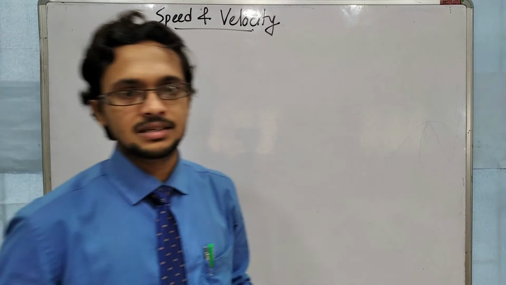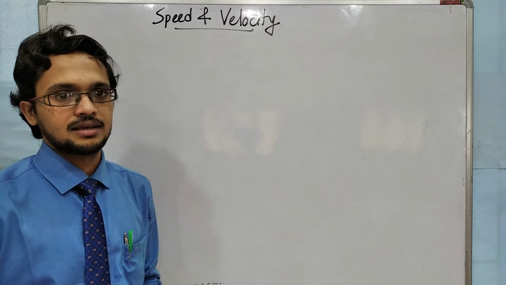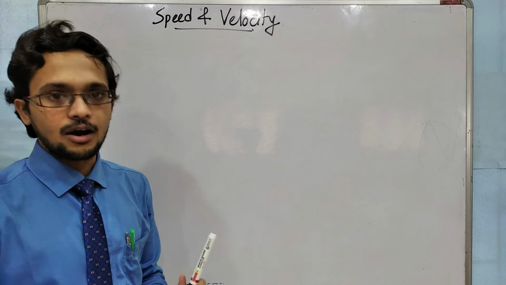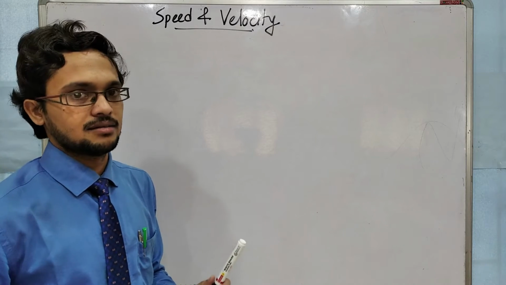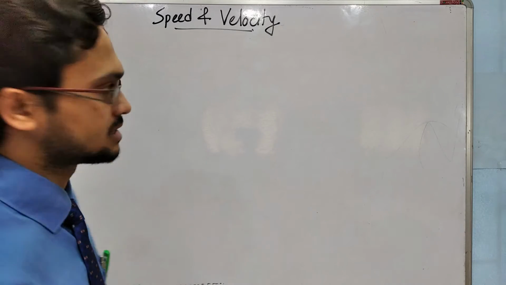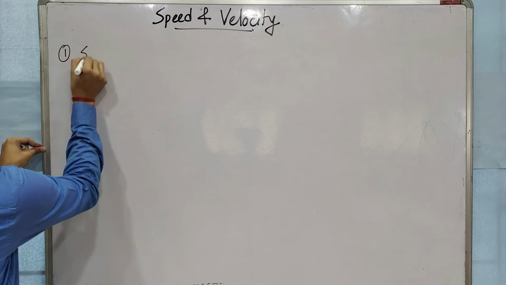Speed means how fast a body is moving. This is the measurement by speed. And velocity, how fast a body is moving in a particular direction, that is denoted by velocity. So we'll study it one by one. So first one is speed.